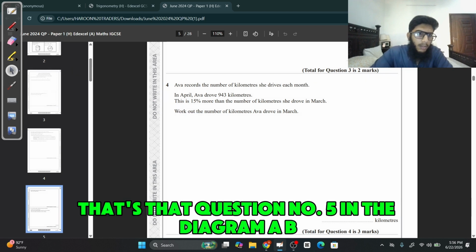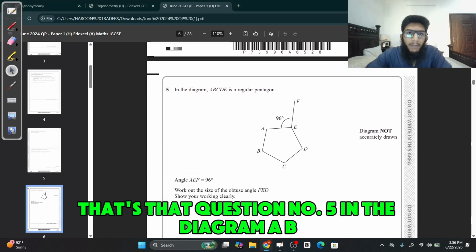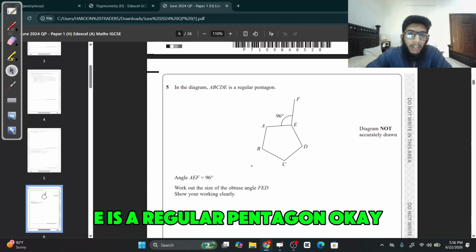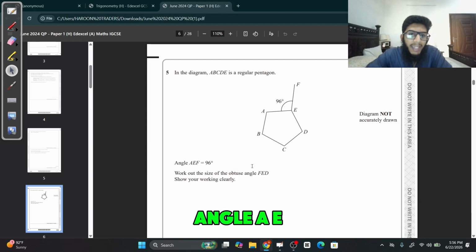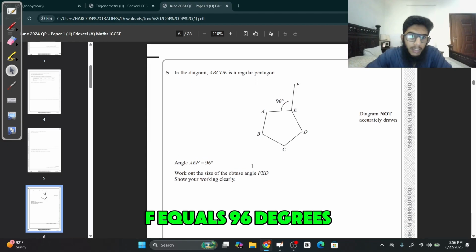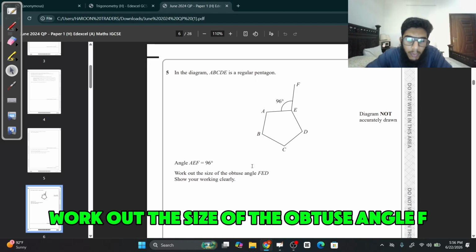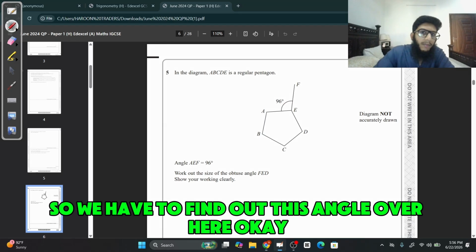That's that. Question number 5. In the diagram, ABCDE is a regular pentagon. Angle AEF equals 96 degrees. Work out the size of the obtuse angle FED. So we have to find this angle over here.